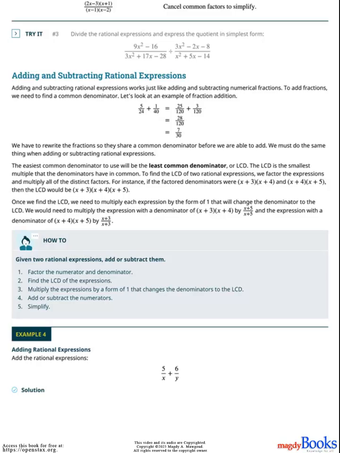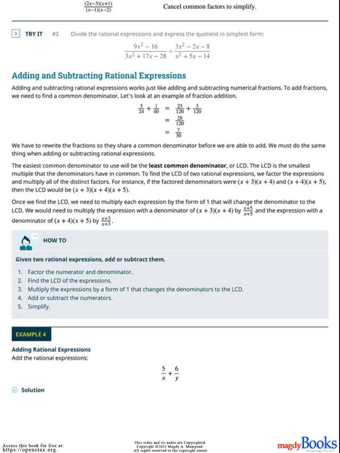The easiest common denominator to use will be the least common denominator, or LCD. The LCD is the smallest multiple that the denominators have in common. To find the LCD of two rational expressions, we factor the expressions and multiply all of the distinct factors.